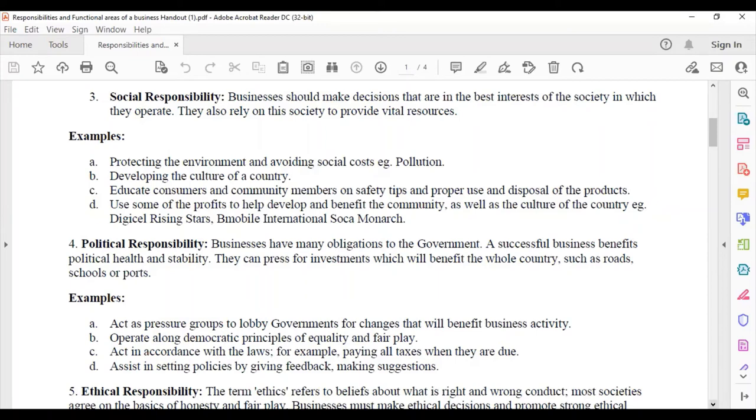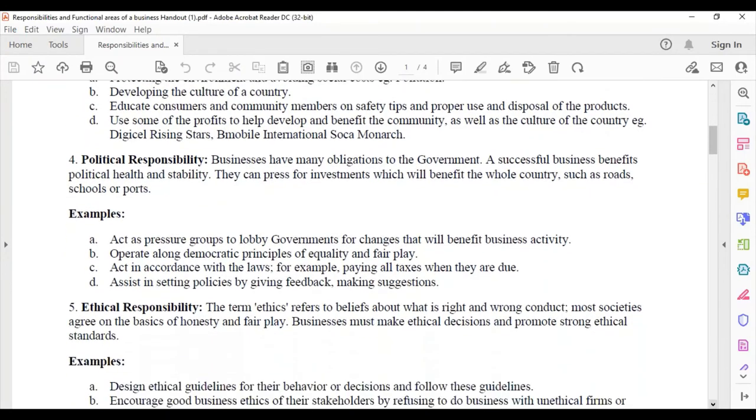A successful business benefits political health and stability, all right? So they can press for investments which will benefit the whole country, such as roads and schools or ports, all right? So what are the responsibilities of the business in terms of political? They act as pressure groups to lobby governments for changes that will benefit business activity.